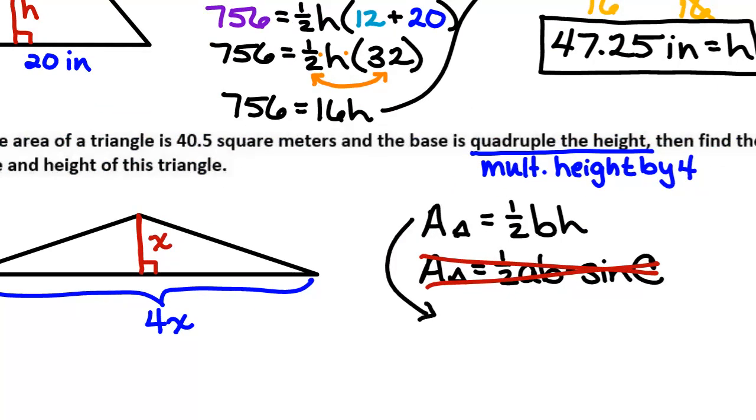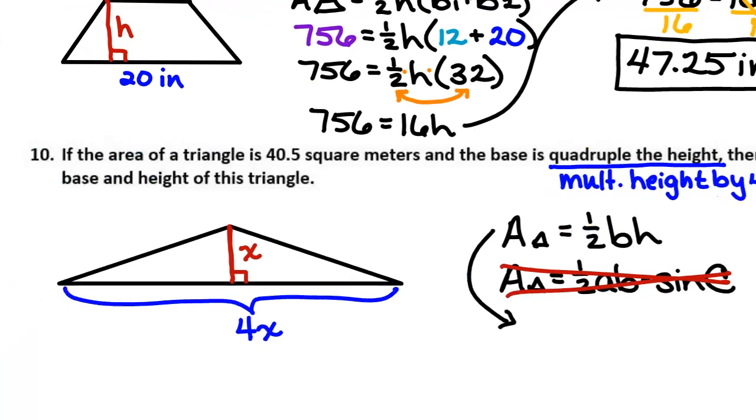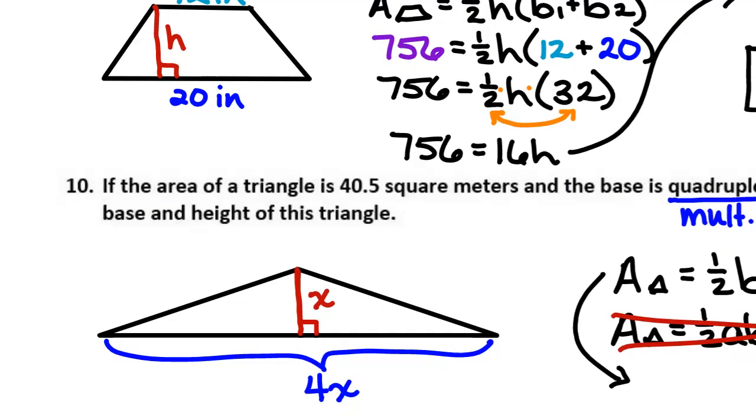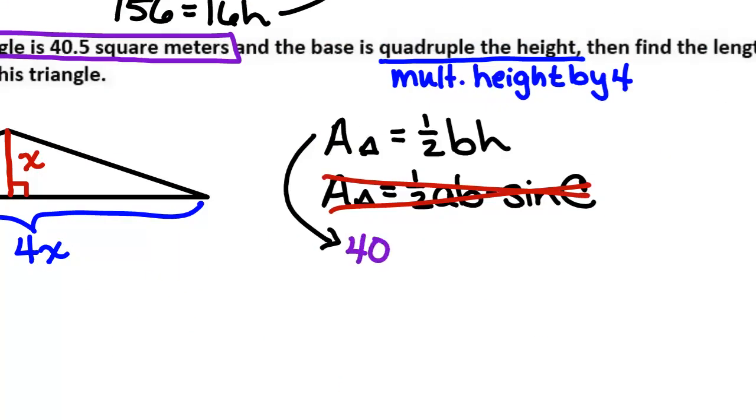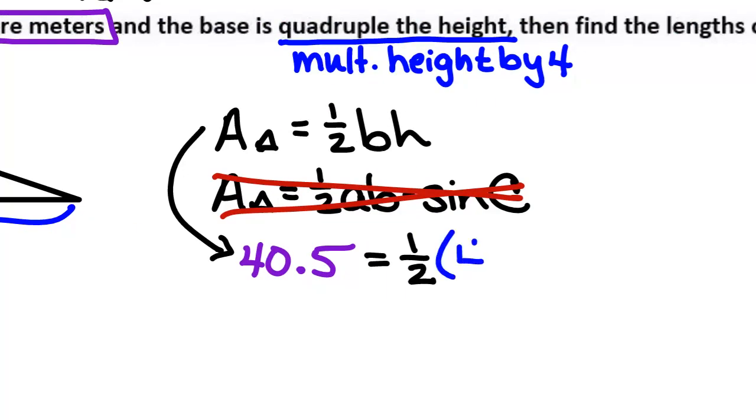And we know what the area is, don't we? What is the area? Yes, the area is 40.5 square meters. So we're going to put that in the place of A. 40.5 equals 1/2 times my base, which is 4x, times my height, which is just x.